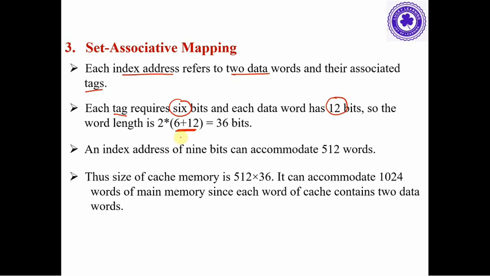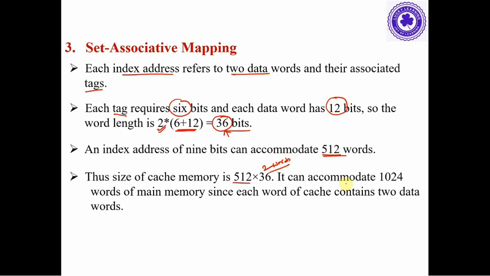In one word of cache, how many memory words are stored? Two words. It means one word of cache will have 36 bits. And we have a cache of 512 words, and each word will take 36 bits. It means two words in the memory. So 512 words, each word will take two words of memory.